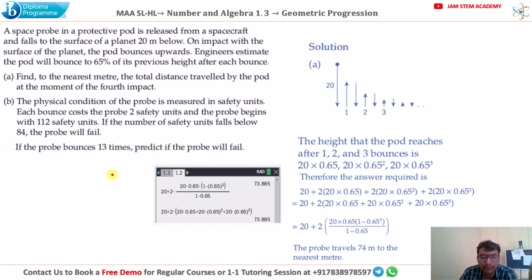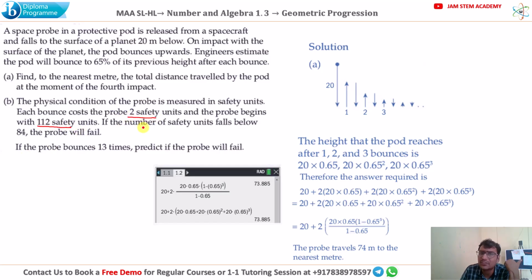So what do we have to do? We have to find how many safety units remain after 13 bounces. If that number is less than 84, the probe will fail. If that number is more than 84, it is not going to fail, right? So it starts with what? 112 and reduces by 2 units.